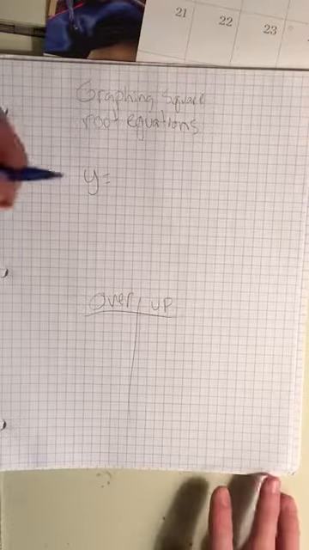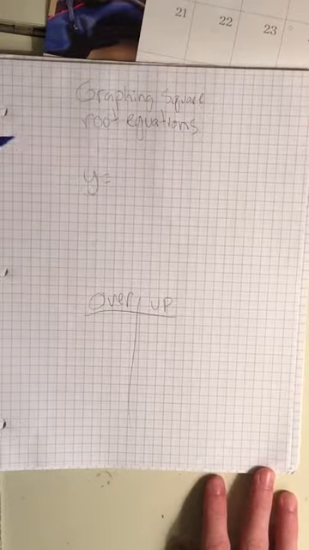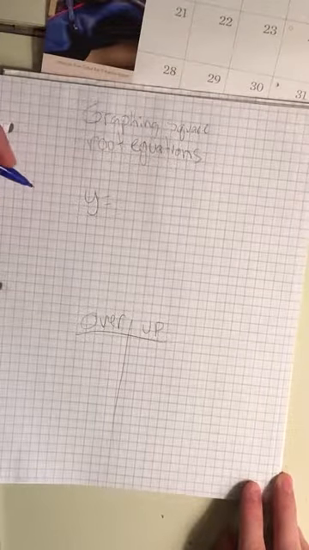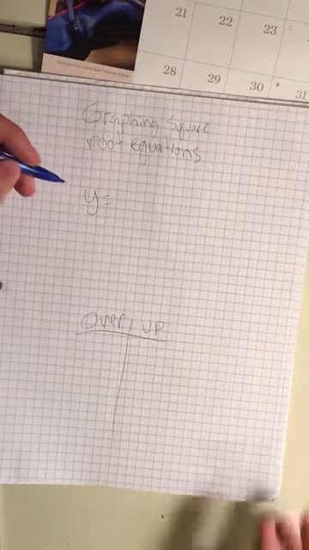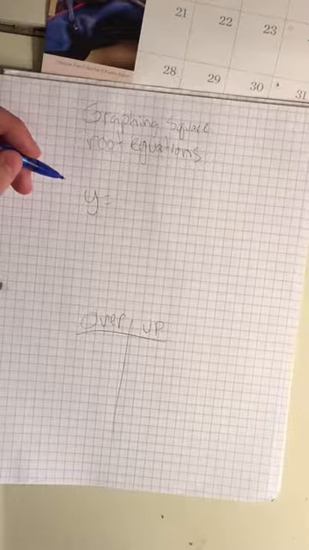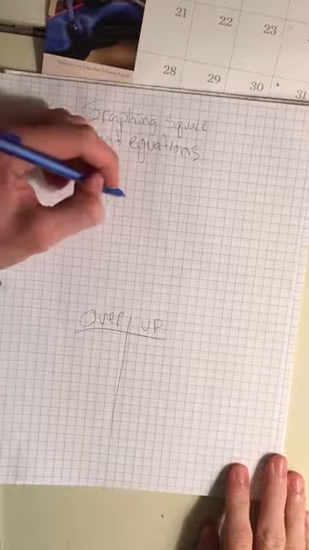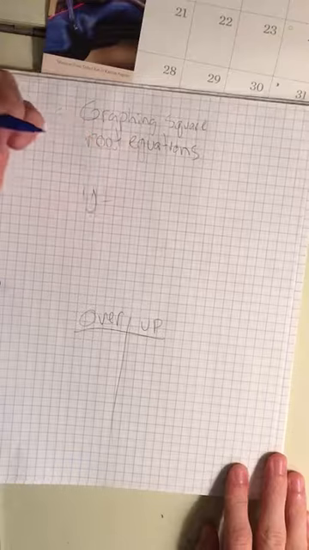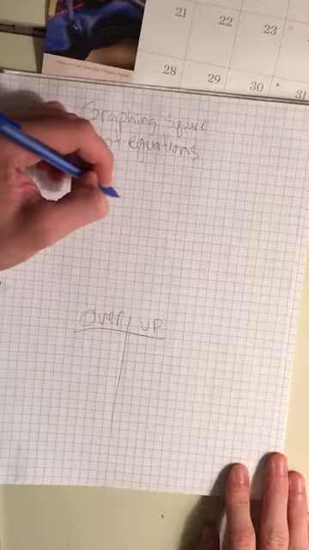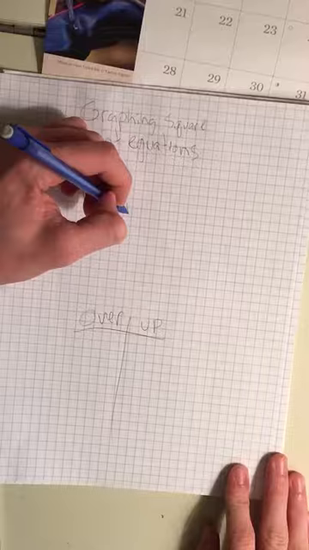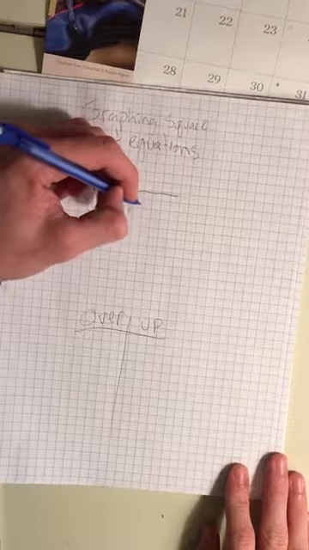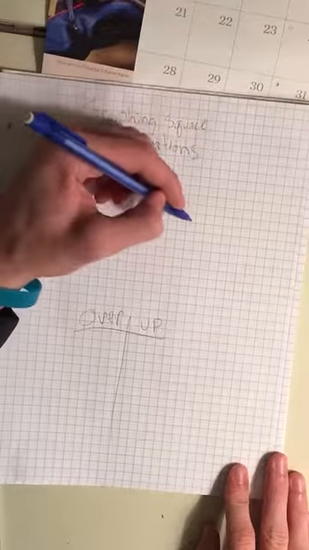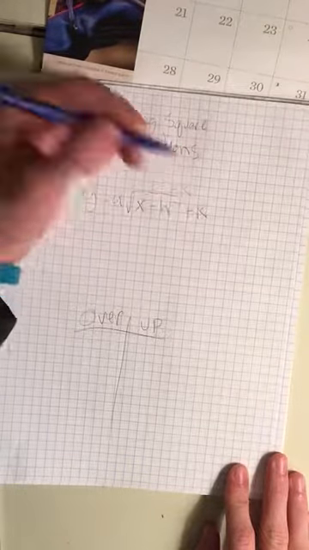Alright, so today we are going to be graphing square root equations. So the first step to this is going to be learning what the different numbers in the equation are going to mean for your graph. So it's going to be y equals a, and then square root x minus h, and outside of the square root is going to be plus k.